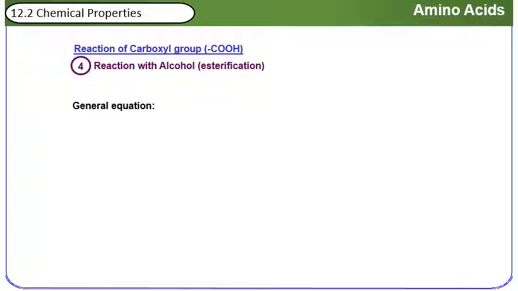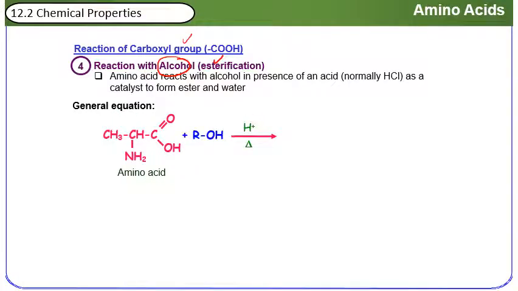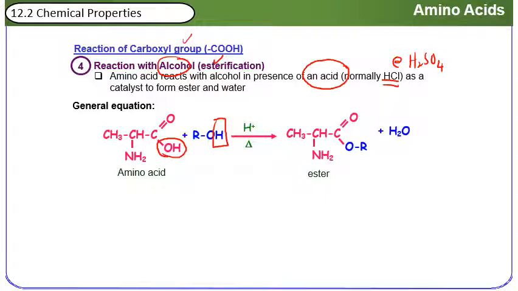Another reaction that is always carried out by the carboxyl group is to react with the alcohol to form an ester. Do remember that esterification needs an acid as the catalyst. Normally we use HCl, but sometimes we can also use H2SO4. Look at the general equation here. For the carboxylic acid, we are going to take out the OH this time, and for the alcohol, we are going to take out the hydrogen.